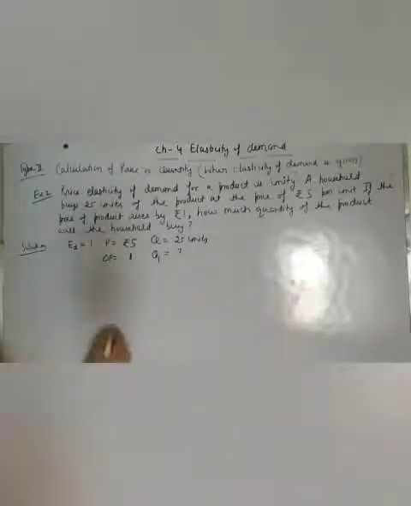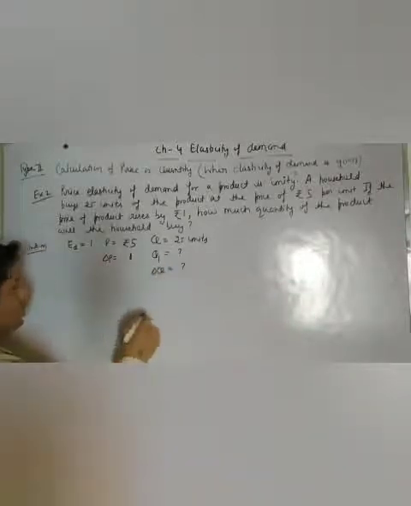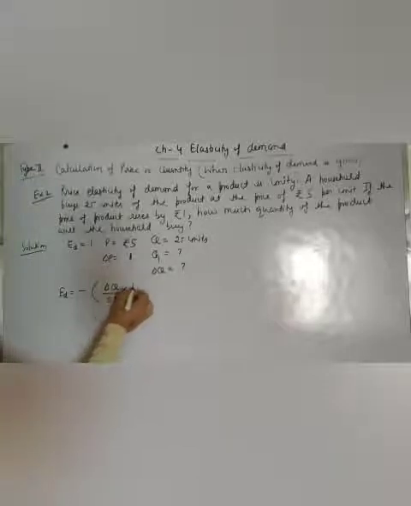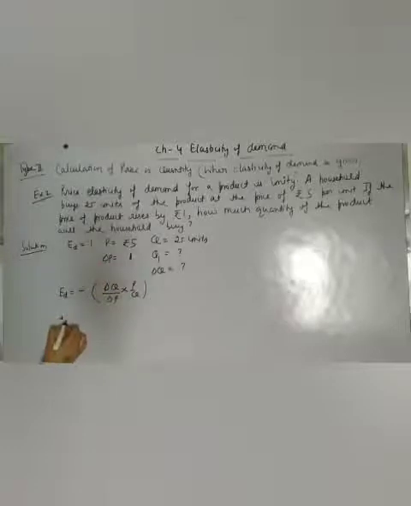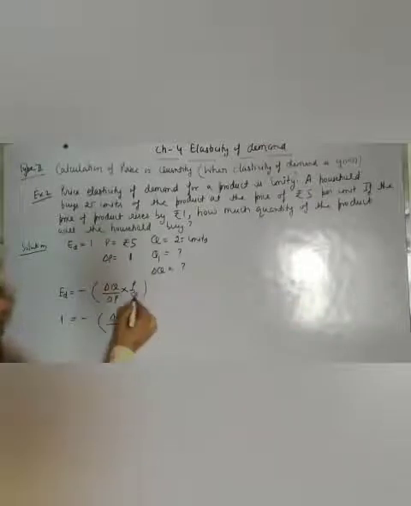See, please calculate delta Q. We can't find this. See, please use this formula: ED is equal to minus delta Q divided by delta P into P by Q. What is the value of ED? 1. Minus delta Q, we can't find this. Delta P means 1. P is 5. Initial quantity is 25.